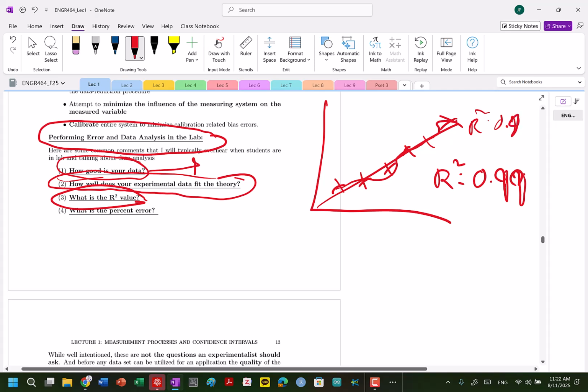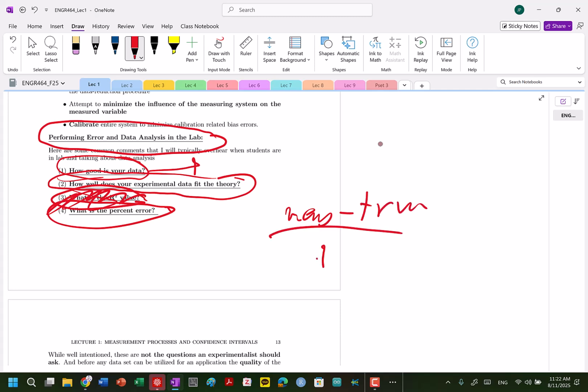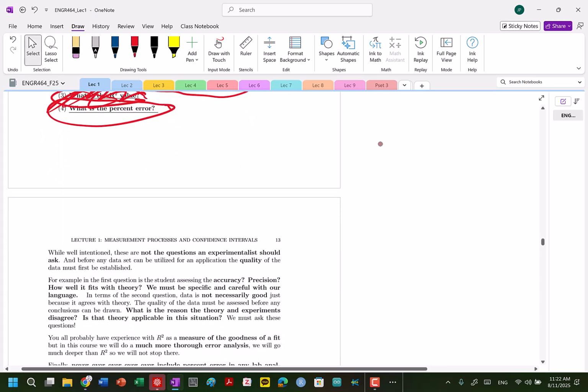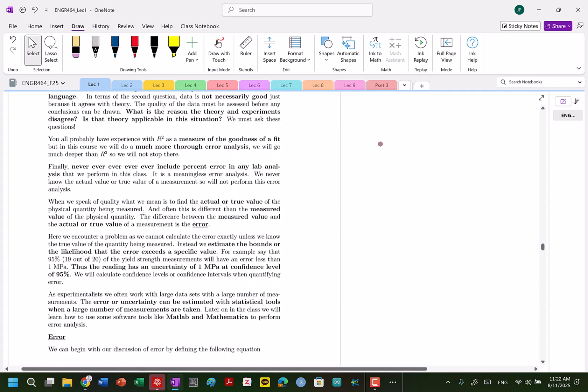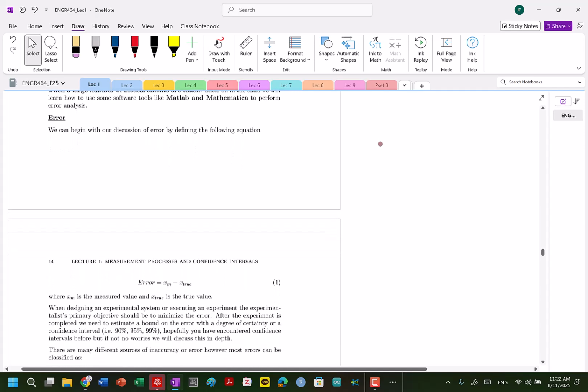So you need to justify and explain. You should not be worried about, and I think it's silly to focus on, that R squared value as the beginning and end of your error analysis. So we're not going to do that much at all in this class. And finally, percent error, basically your measured minus true over true, times 100. You will never do that in this course. So we're moving beyond that. What we are going to do instead is quantify error.